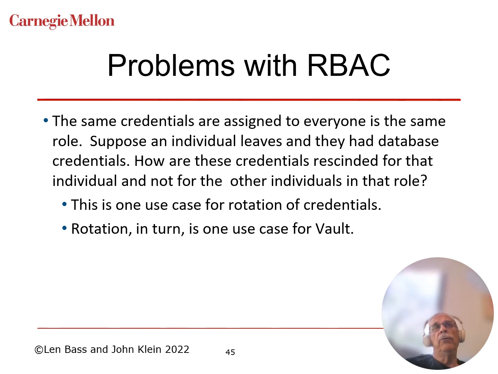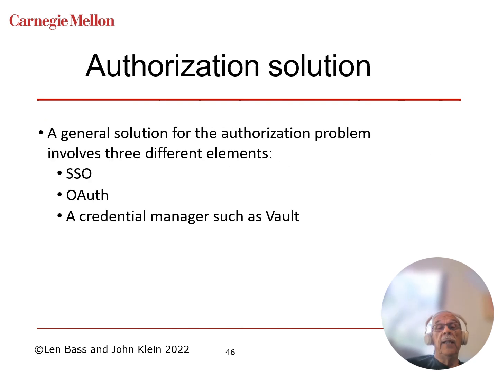And so there's a process called rotation where you periodically or on events change the credentials associated with a particular resource. And that introduces a problem of how do the people that are in that category get their credentials changed. And so that gets reasonably complicated. First, there's something called OAuth, which is a standard solution. There's also single sign-on, and there's a credential management system. And I'll use the example of Vault, which is an open source credential management system.